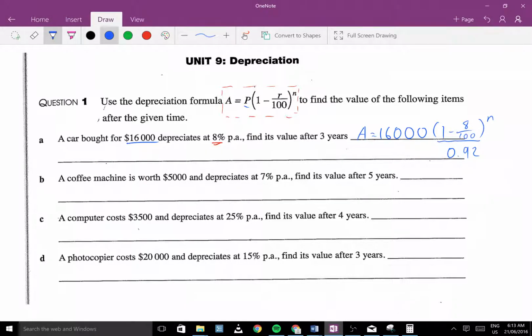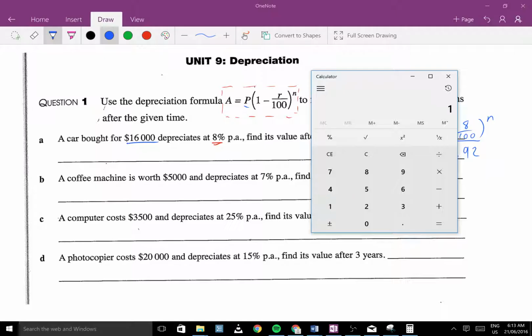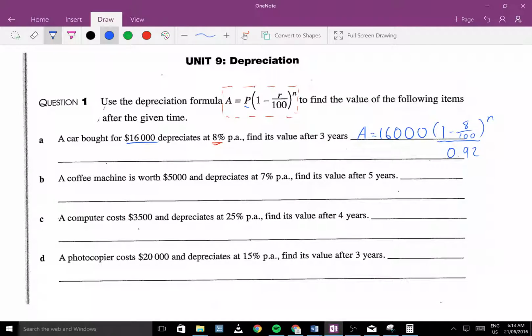You can do that on your calculator: 100 minus 8 from the percent equals 92%. Okay? And that goes down as 0.92 because that's the decimal way of writing 92%.